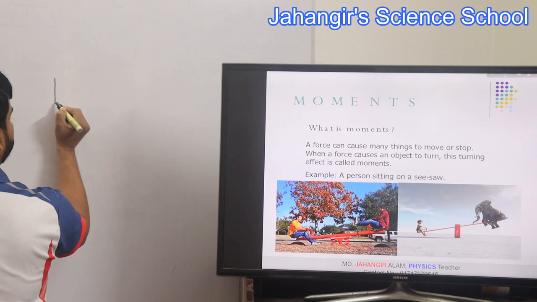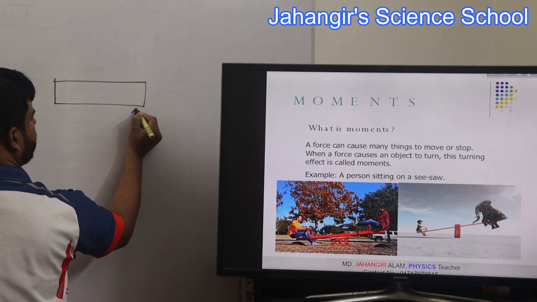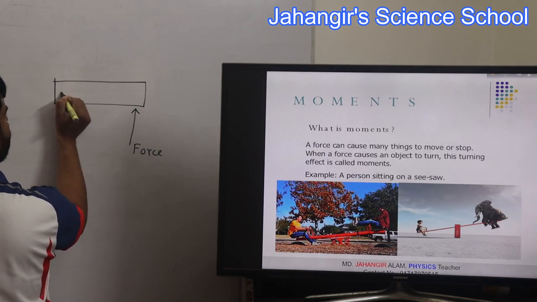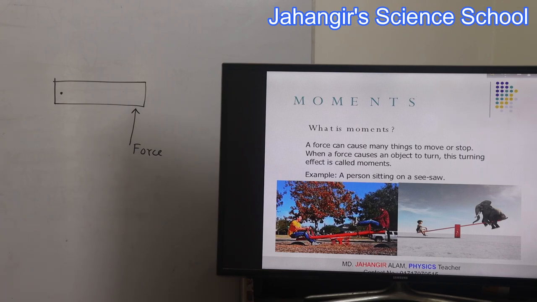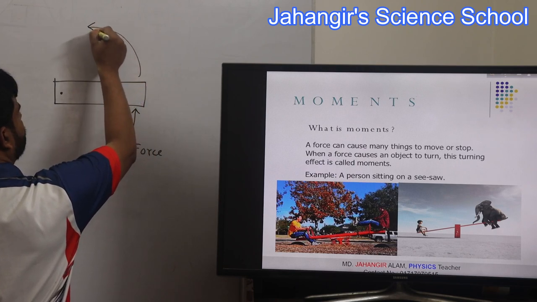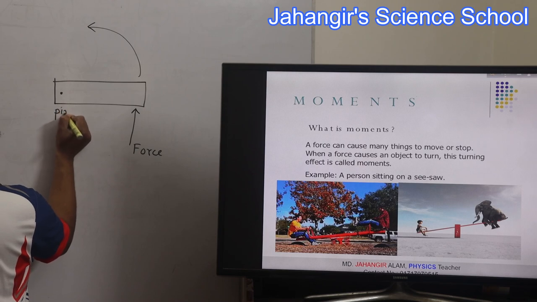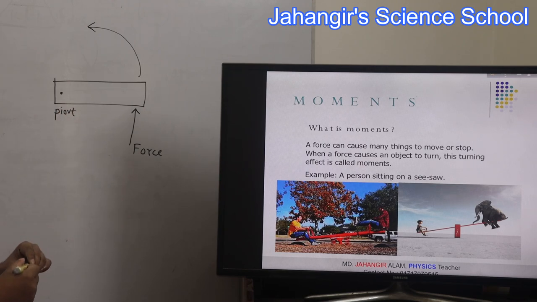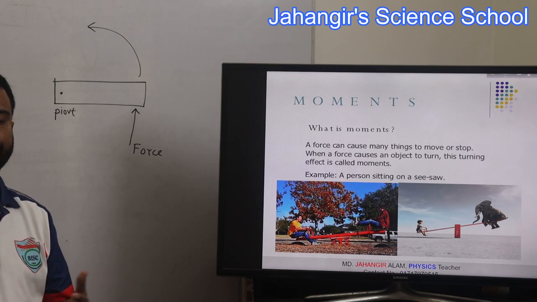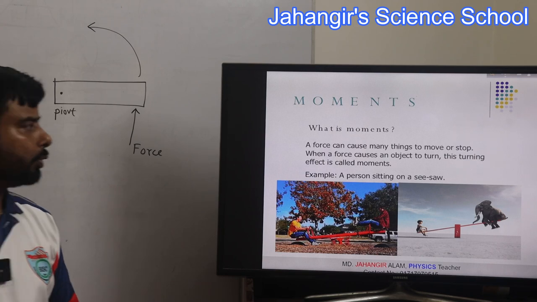Say, if we apply a force on this object, and the object produces a rotation tendency about the pivot, then that force is known as turning effect of force. So, due to application of this force on the object, the object produces a rotation tendency about the pivot, then that force is known as turning effect of force.